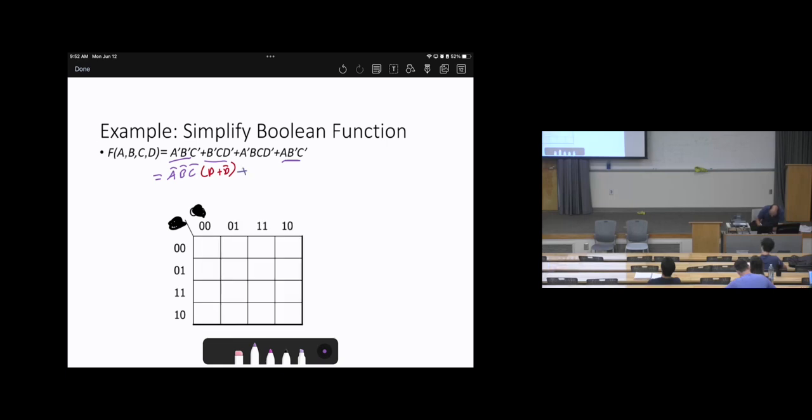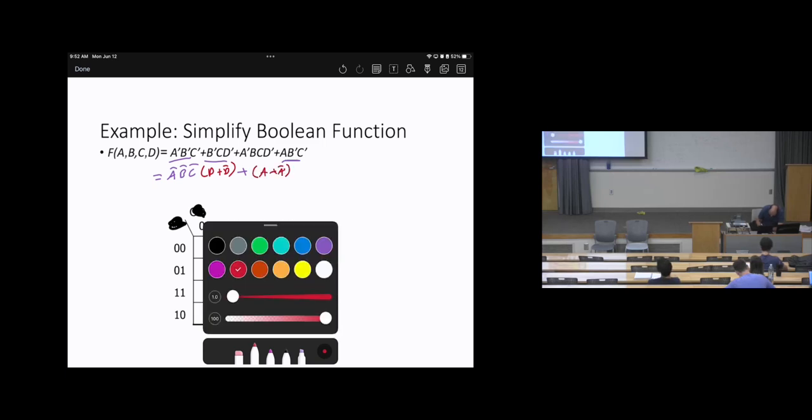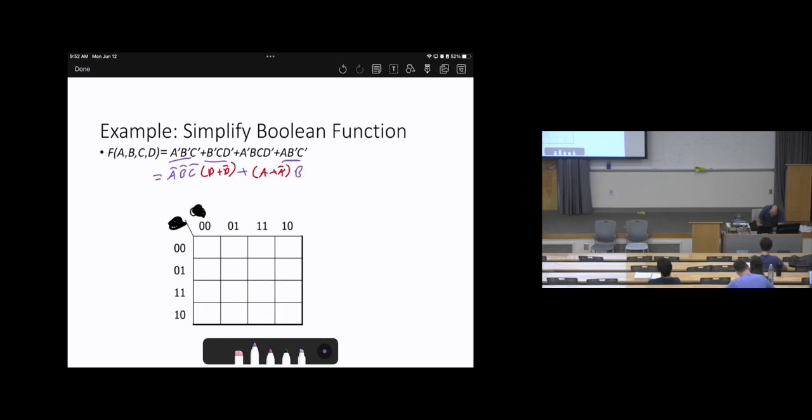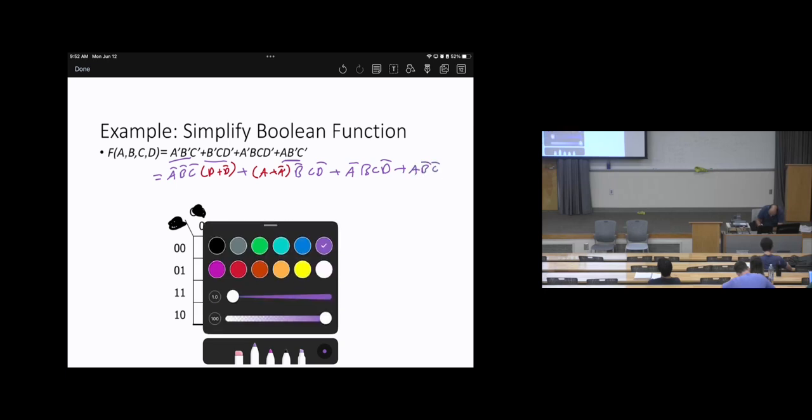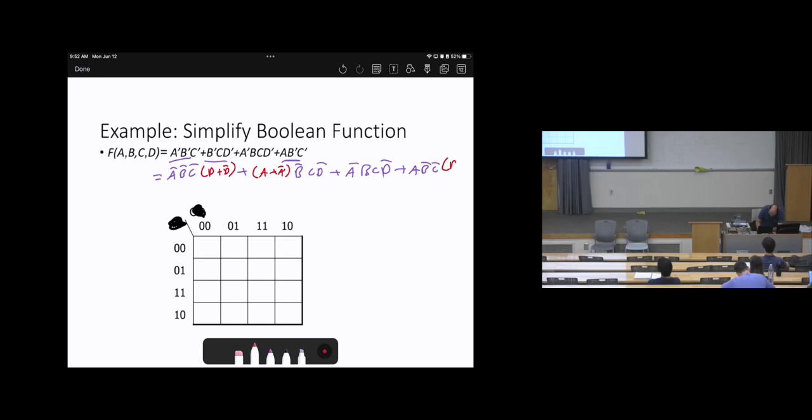Plus the missing variable here is a in the second term. Therefore, it will be a plus a bar times b bar c d bar. Then plus the third term is already 4 variables, so it should be fine. Then the last term, the missing variable is d, so it will be a b bar c bar, then the missing variable d plus d bar.